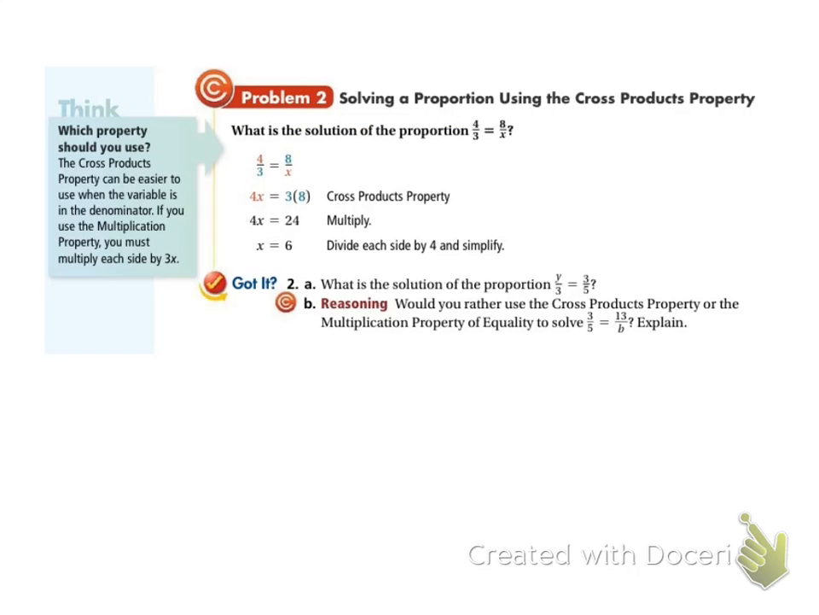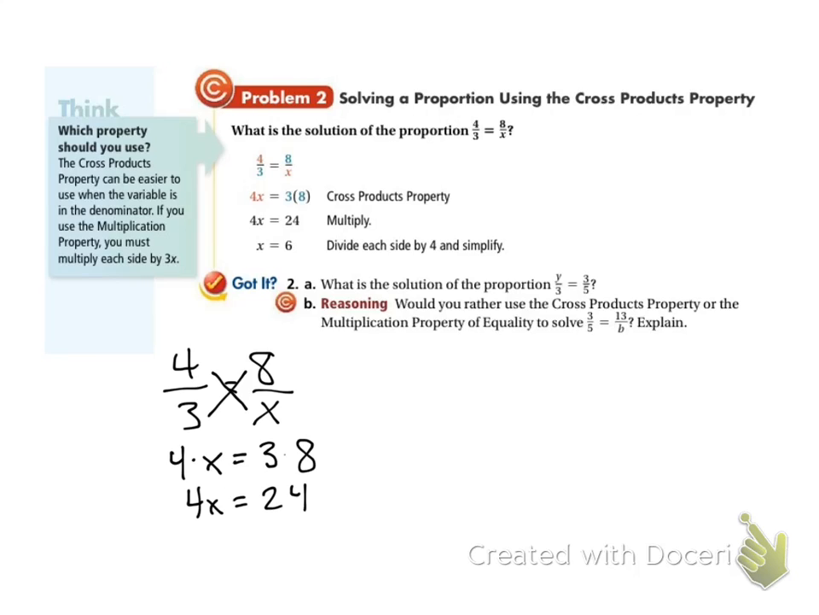So, let's try their problem. 4/3 is equal to 8 over x. So I'm going to cross multiply. 4 times x is equal to 3 times 8. So I get 4x equals 24. Now it's just a regular equation. Divide by 4, x equals 6.